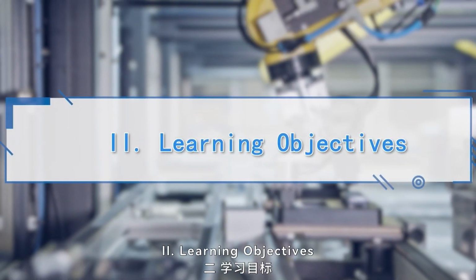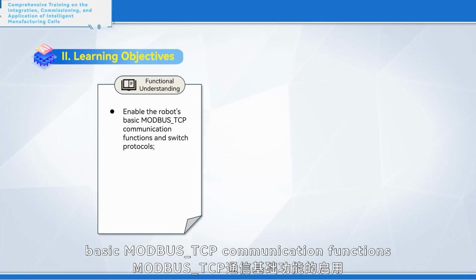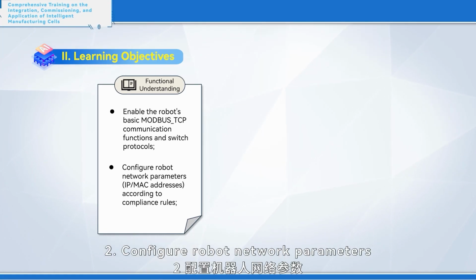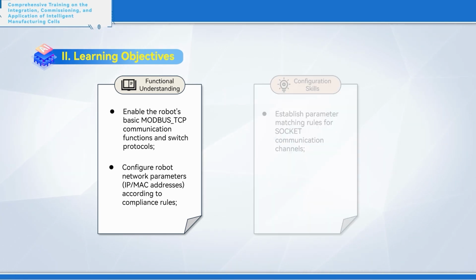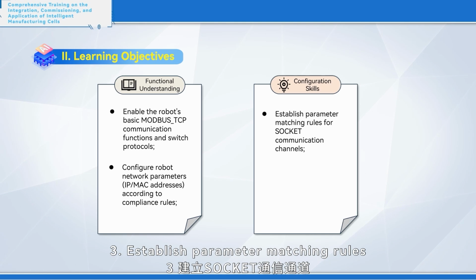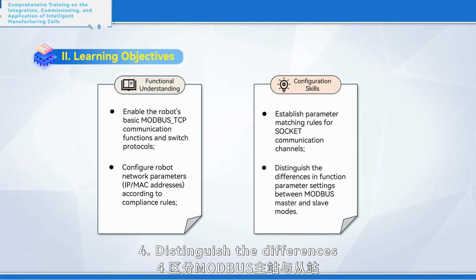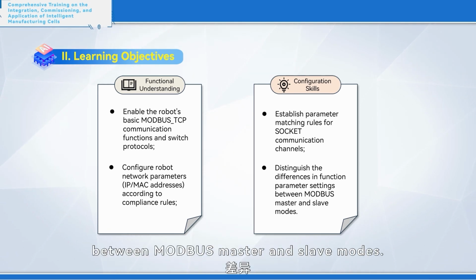2. Learning objectives. 1. Enable the robot's basic Modbus TCP communication functions and switch protocols. 2. Configure robot network parameters, IP and MAC addresses, according to compliance rules. 3. Establish parameter matching rules for socket communication channels. 4. Distinguish the differences in function parameter settings between Modbus master and slave modes.